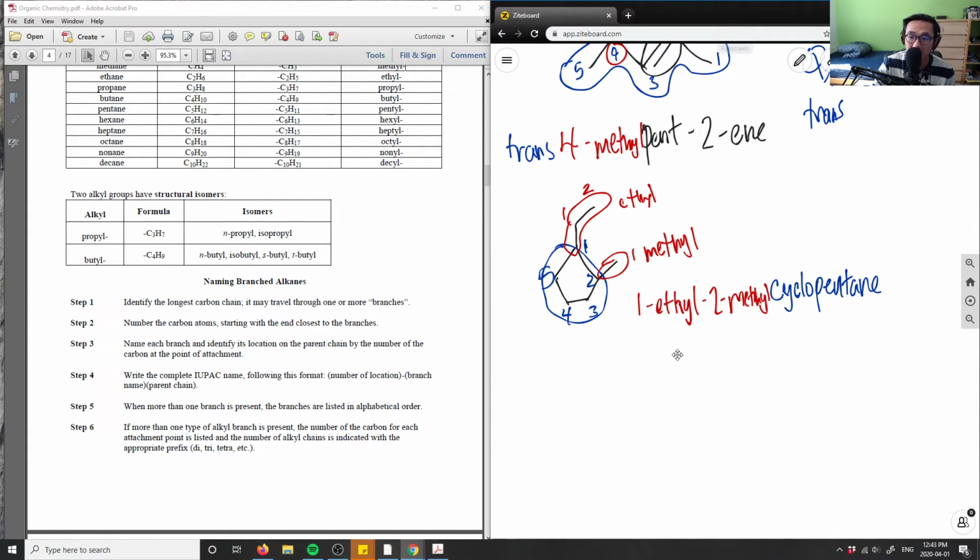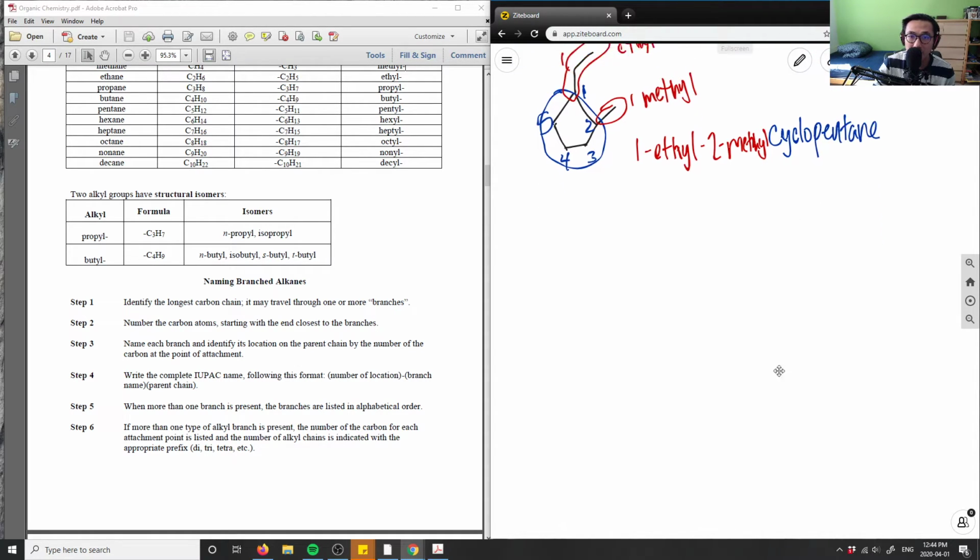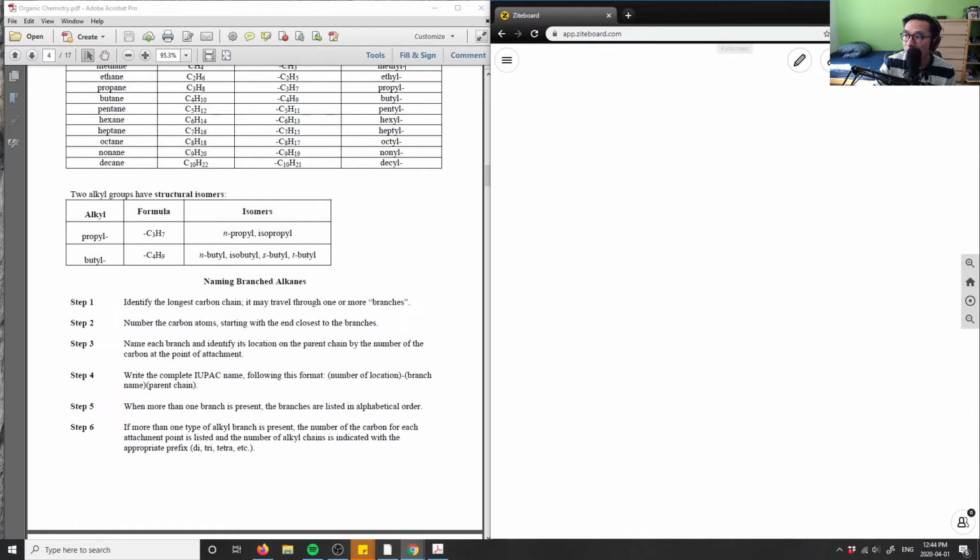And for number 2, this 1-ethyl 2-methyl cyclopentane. So this is number 2. So what we're going to do is I'm going to do a little bit more of some naming stuff.